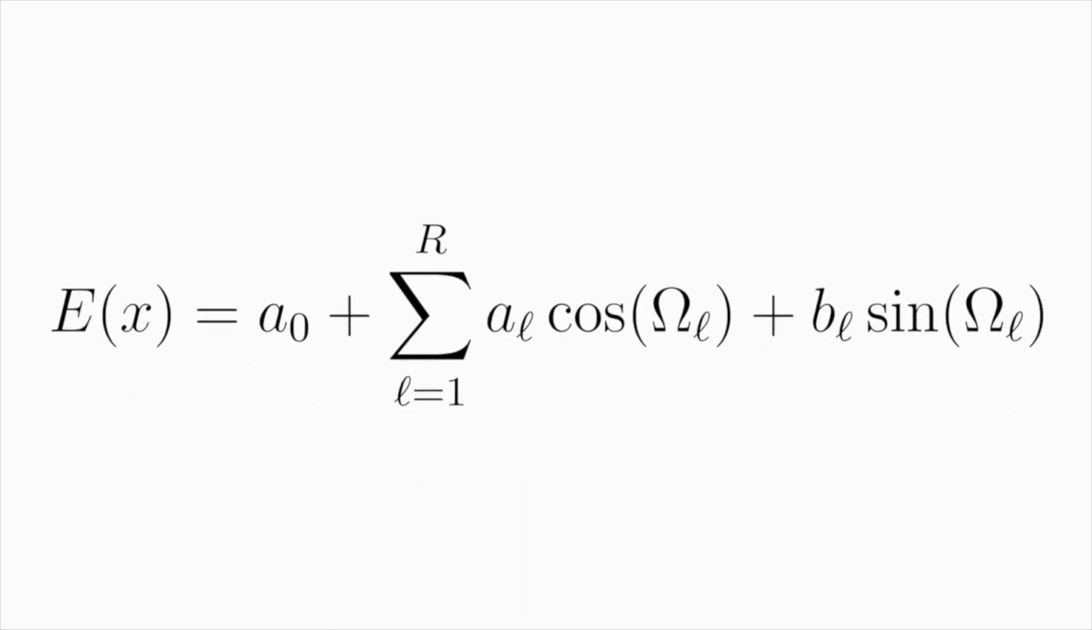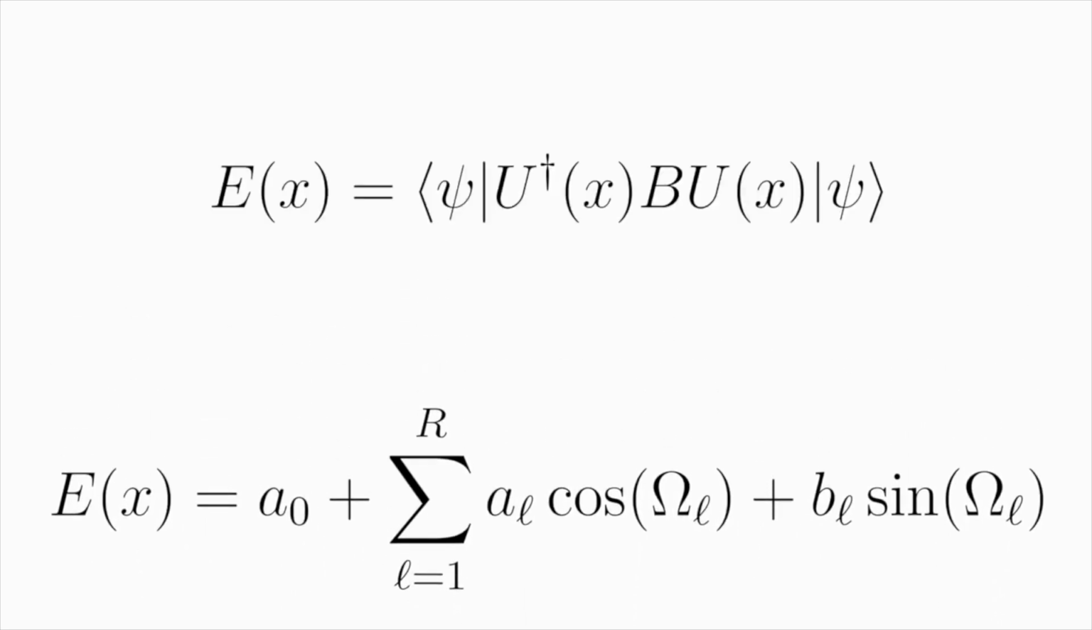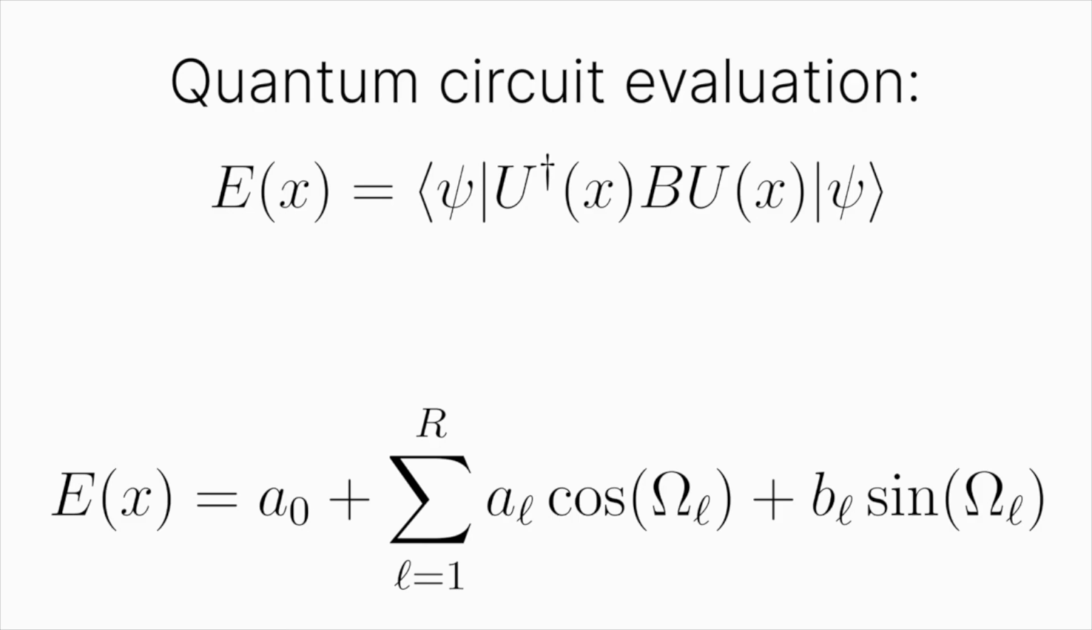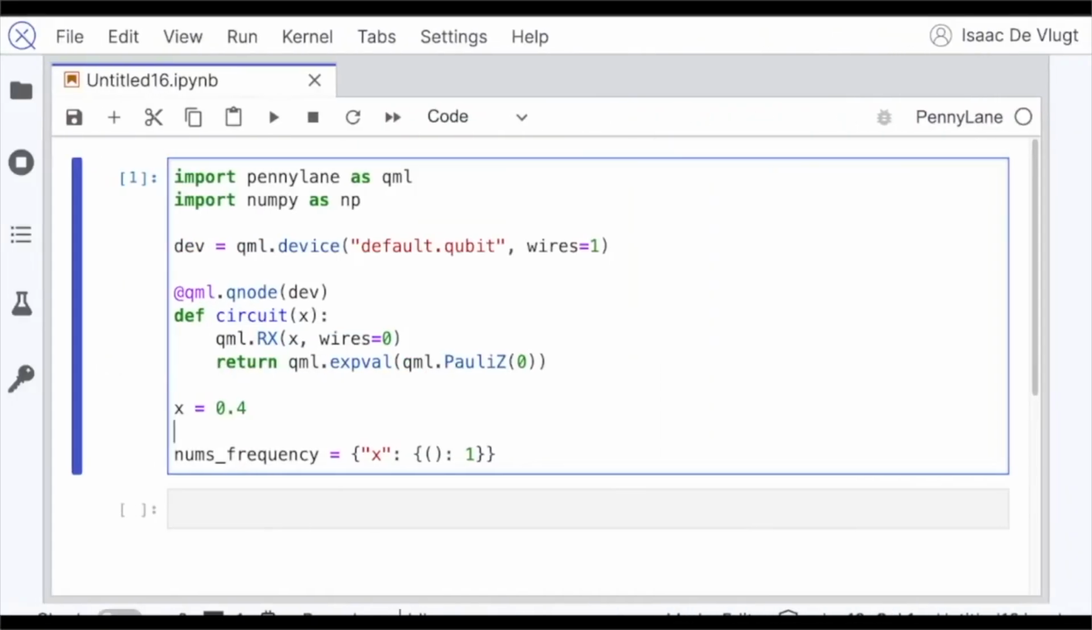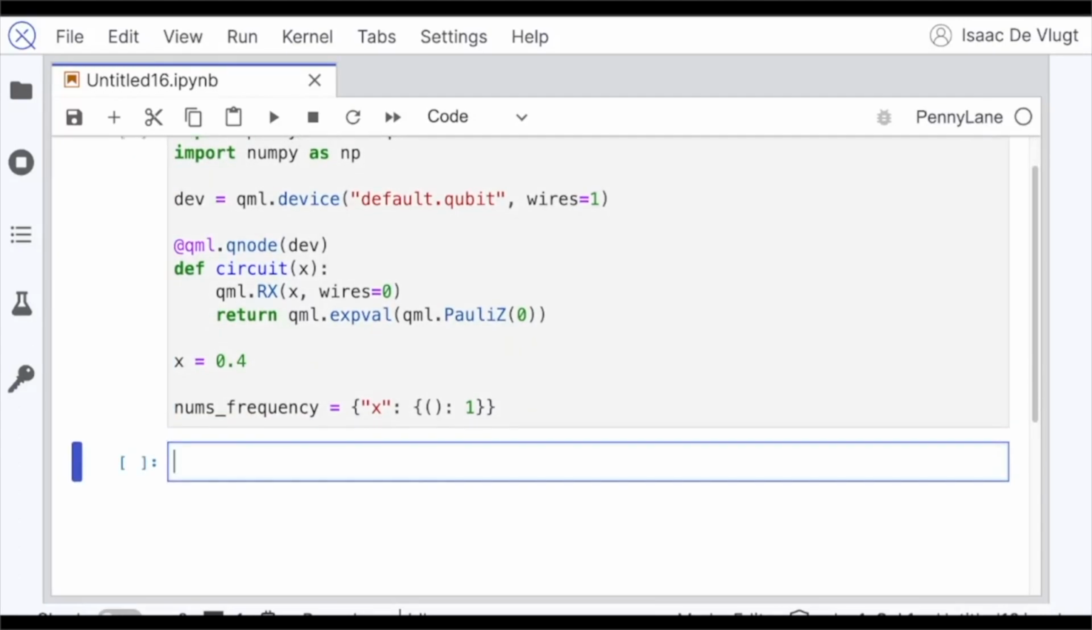A really cool fact about this expression is that we can now evaluate such an expectation value, which was originally a measurement on a quantum circuit, as a classical function. Let's take this simple circuit for example. In PennyLane, the Fourier series representation of a circuit outputting an expectation value can be calculated under the hood via qml.fourier.reconstruct. We give it the circuit and this parameter called num's frequency, which is basically a dictionary whose only key in this case is a parameter name, x, and whose value is another dictionary whose key is an empty list and whose value is 1, indicating that x is a scalar, and we only need one positive unique difference to evaluate the Fourier series representation.